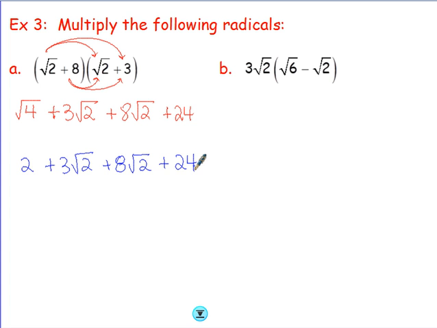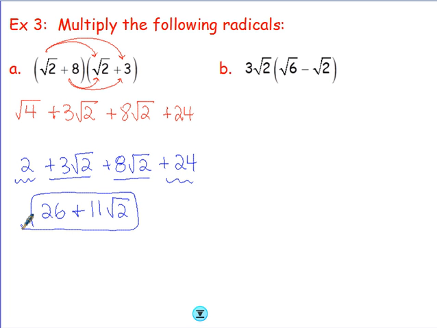Now we're just looking for like terms. Well, I see two whole numbers. Those are easy to combine. 2 plus 24 makes 26. I also see two radicals that are both the same. Those are like terms because they both have radical 2's. 3 plus 8 is a positive 11 radical 2. And that problem is done.